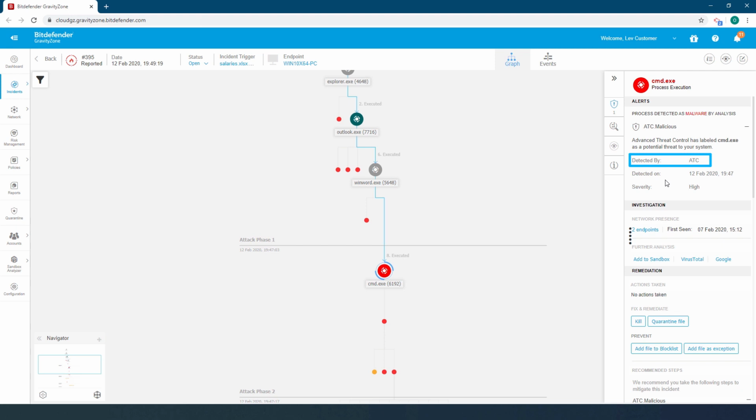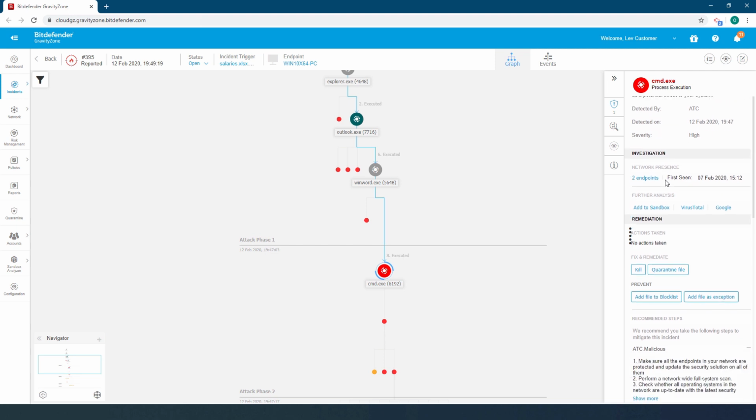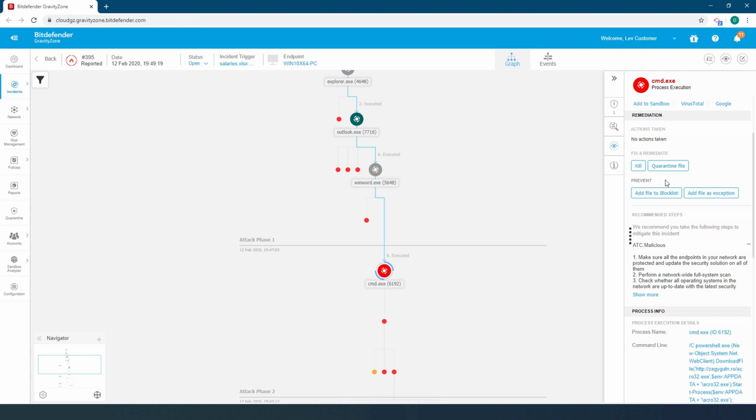Advanced Threat Control is an automated behavioral detection we've perfected for more than 10 years. It continuously monitors all running processes and stops them when a threshold of malicious activity is reached. It also automatically rolls back system changes to the registry, for example.